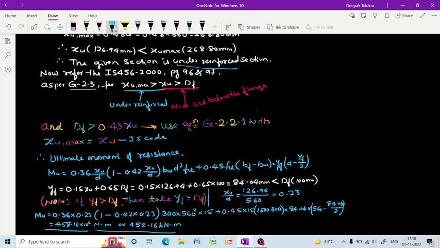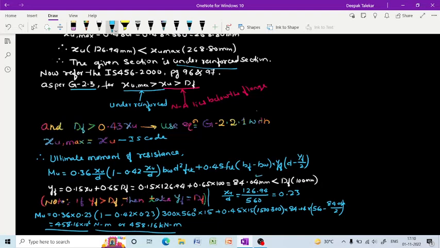So now you can say the ultimate moment of resistance is equal to 0.36. It was XU max. You just see the formula in the code book. Here they have given the XU max. Now you should not use XU max here because it is an under reinforced section. So you use XU here. The rest of all terms remain the same. Now substitute all the values. Before you calculate this, YF: YF is 0.15 XU plus 0.65 DF. You substitute the XU value because we already calculated it, substitute the DF value, and you will get this YF. YF is equal to 84.04.